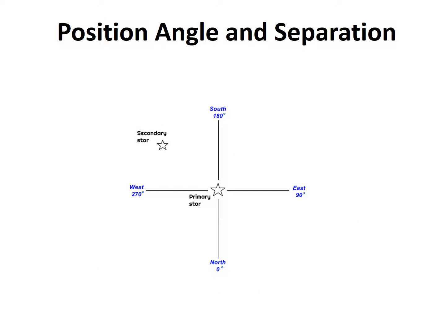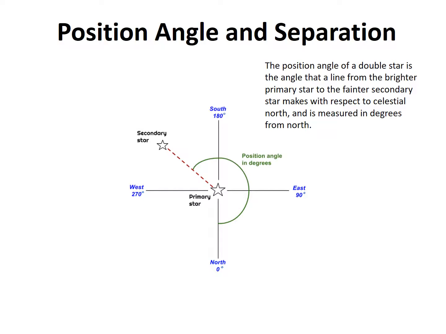Following up on Galileo's suggestion, William Herschel began measurements of the separation and position angles of double stars in earnest in 1779. The position angle of a double star is the angle that a line from the bright primary star to the fainter secondary star makes with respect to celestial north. The position angle is measured from north, traditionally down for astronomers, through east on the right, south up, and west to the left. The position angle is measured in degrees from north.